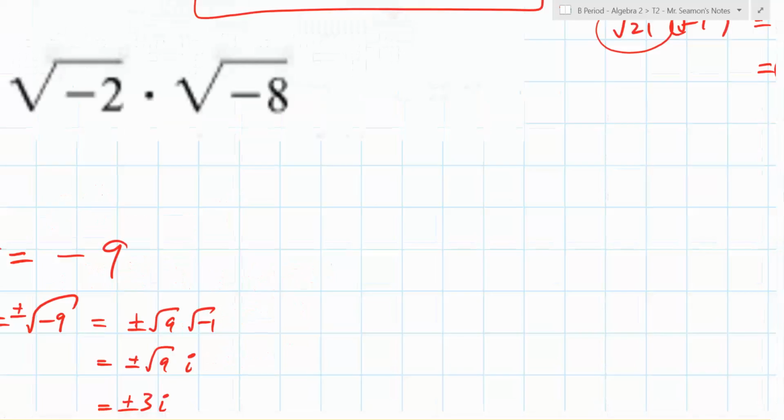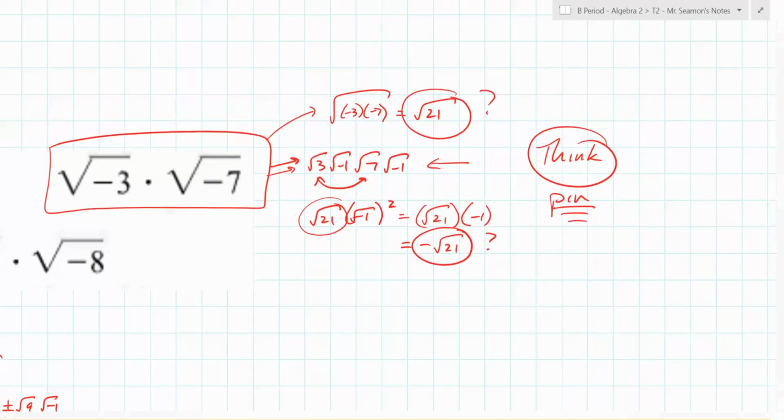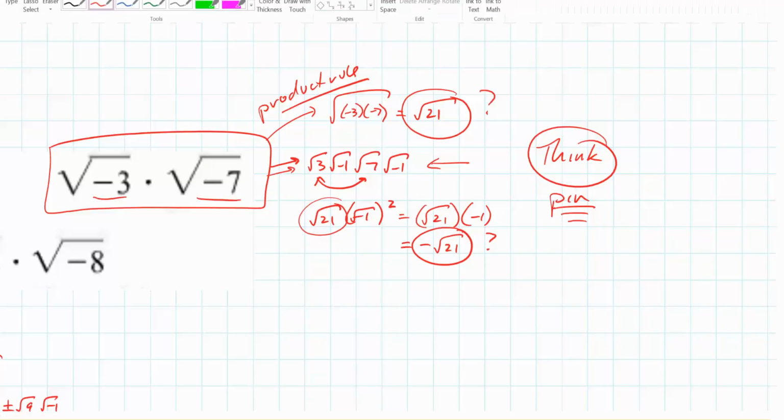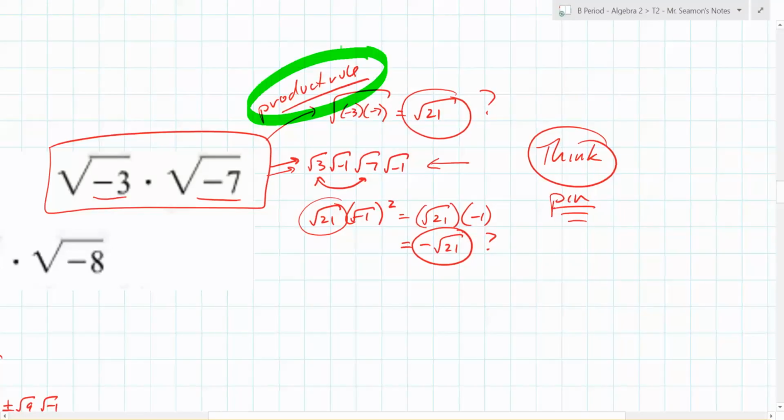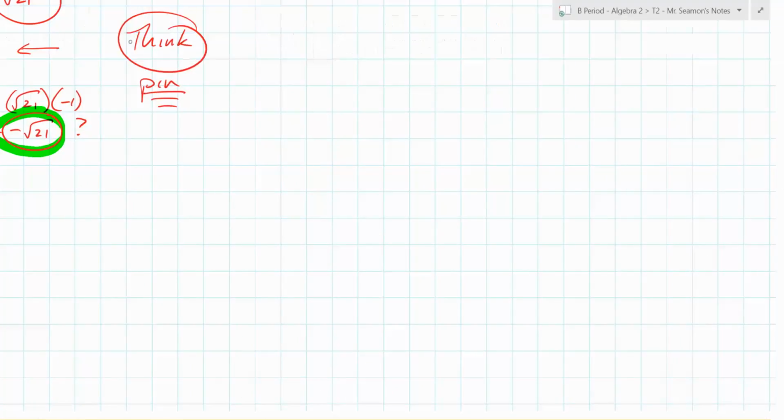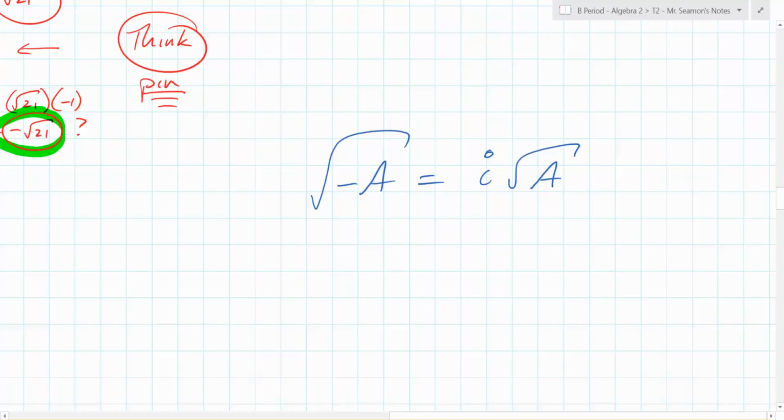So what I want to emphasize here, this right here, we use the product rule. You cannot use the product rule on negative numbers underneath the radical. So which of the two answers is correct? If you can't use this, which one is the answer going to be? It's this one right here. What I mean by that is every time you see the square root of negative a, that's equal to i times the square root of a. You can turn it positive by putting i out front.